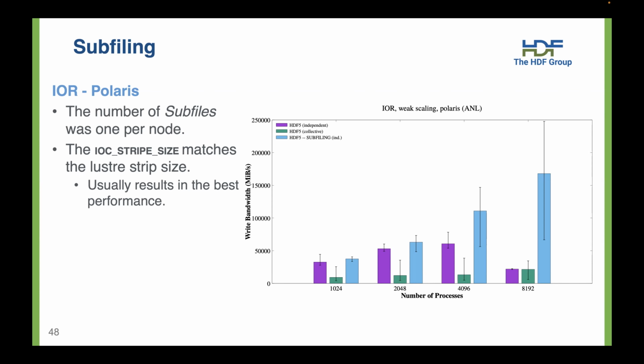SWMR is not supported with parallel, so I don't think there's a way of doing that. And even the new SWMR, like VFD SWMR, which isn't merged into the main development trunk yet, I don't think that is going to be supported with parallel either for SWMR functionality.